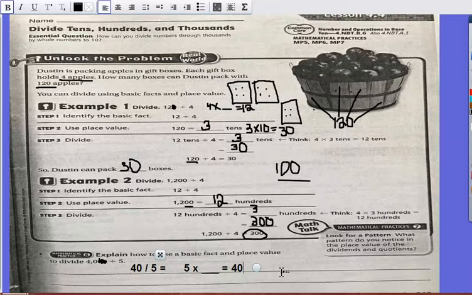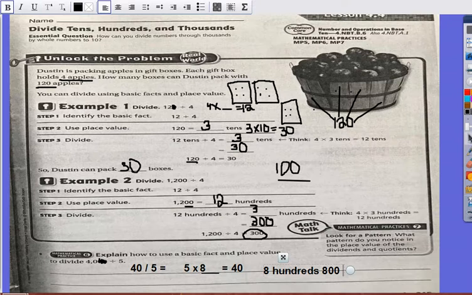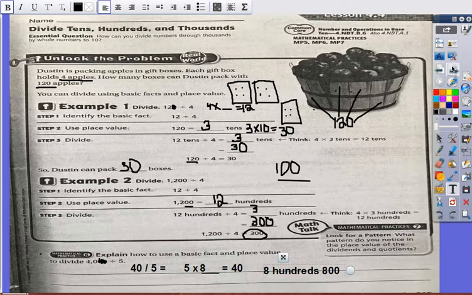Computer slow. There we go. So 5 times 8 equals 40, but then we can't forget about those 2 zeros that I took away from before. So it would be 8 hundreds, or just 800. So 4,000 divided by 5 is 800. Alright, let's go to the next page.